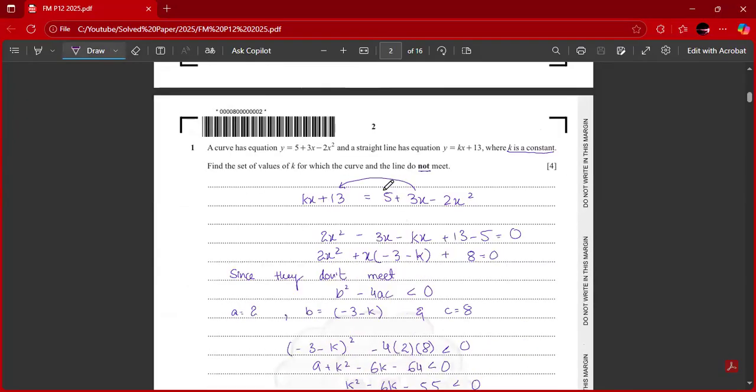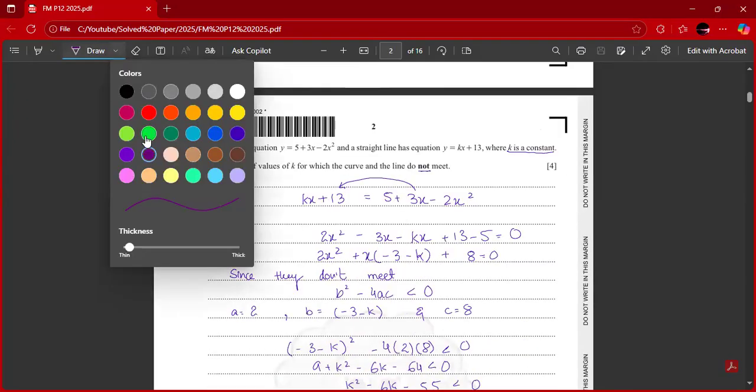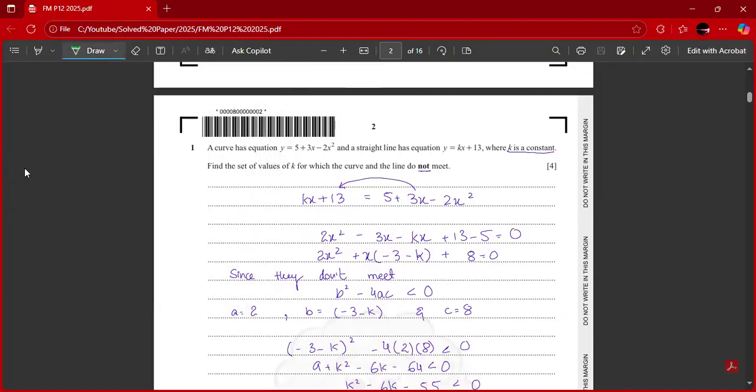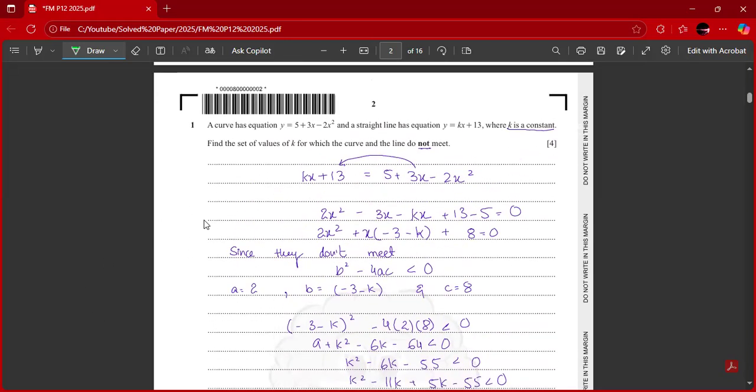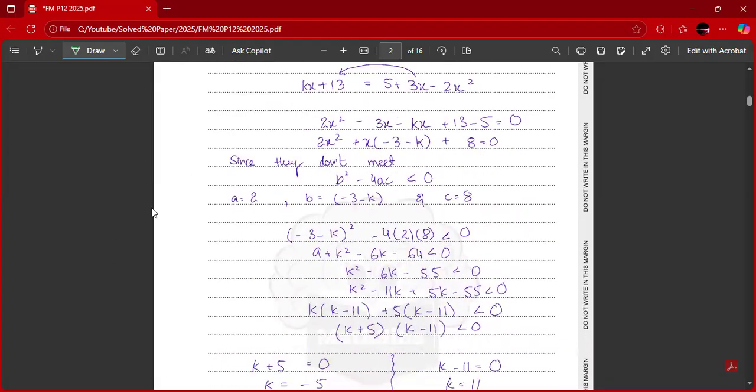The first question is about the equation of a curve. An equation of a line is given, and we have to prove that the line and the curve do not meet. And we have to find the values of k here. To find the values, look, this is y as well, and so is this y. Both are y's, so that means they're both equal. Substituting them equally, we are trying to solve this equation.